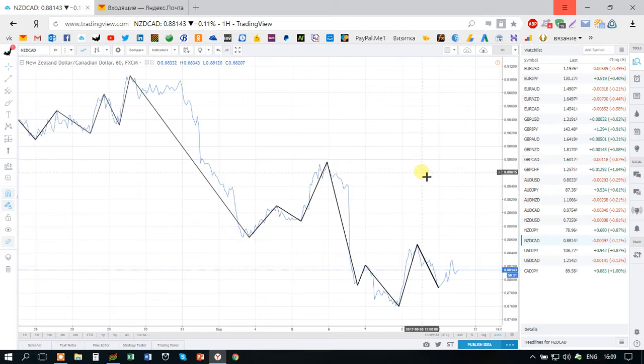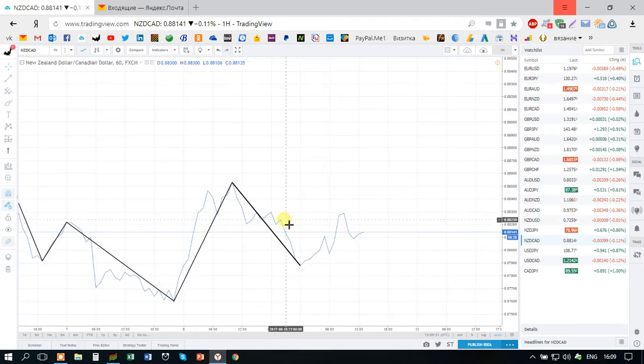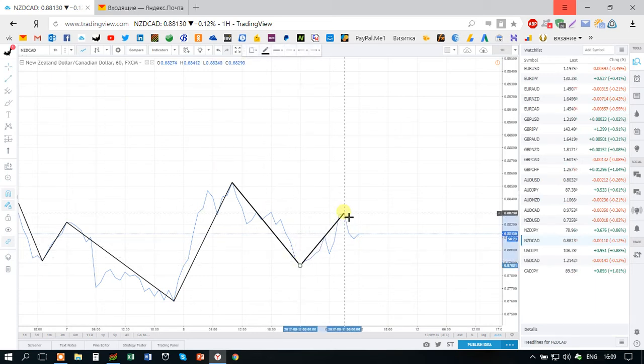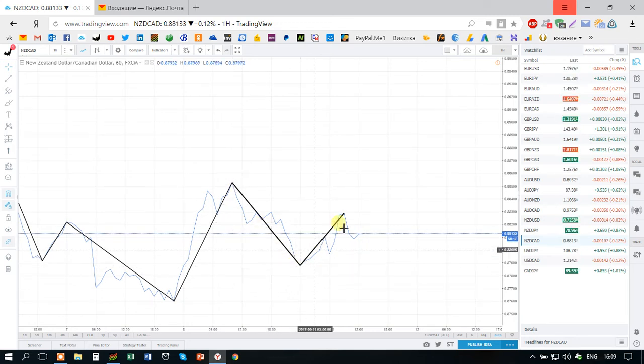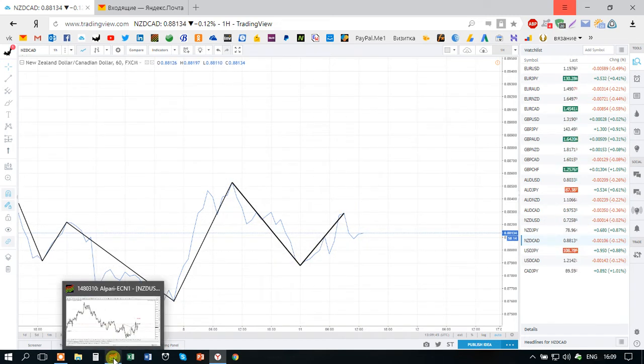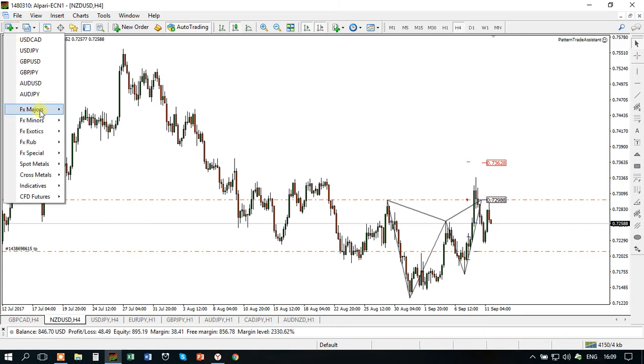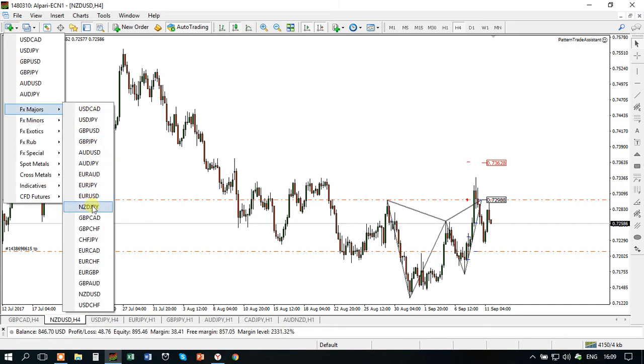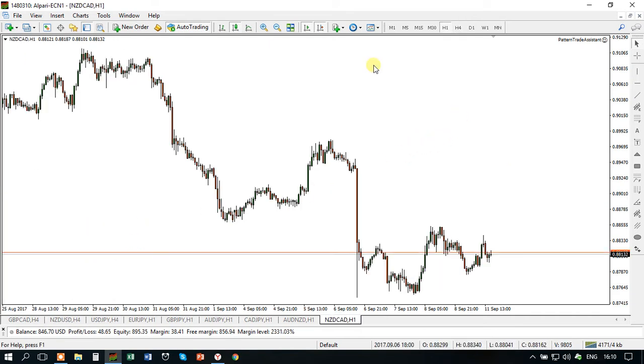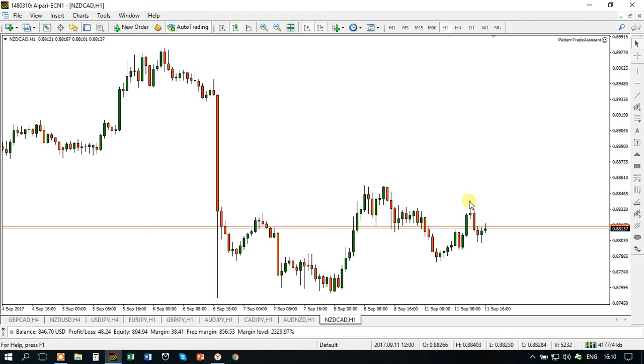Okay, New Zealand, Canadian, what do we have here? The most recent lower high was broken and we have a higher high like this, and as you can see we have X to A to B and B to C. This initiates the pattern search. What is the pair? New Zealand, Canadian, NZD CAD, NZD in minors, NZD CAD 1 hour. Let us see if we have any pattern here.